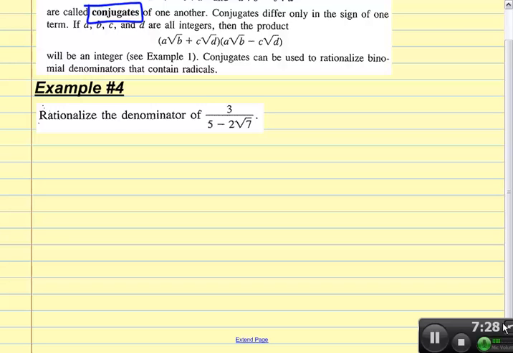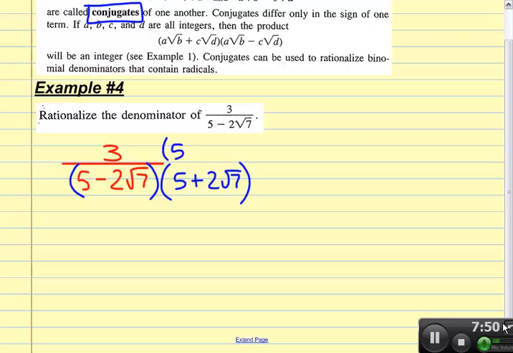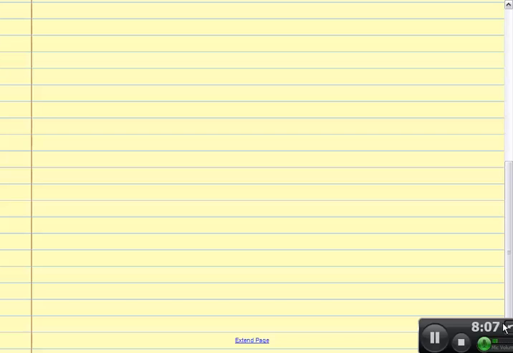Now let me write this a little bit bigger. They've given me this fraction, 3 over 5 minus 2 root 7. Now, because it's a binomial and it has a radical, here's what I want to do. Think of this as a quantity. I'm going to multiply it by 5 plus 2 root 7 on top and bottom. The reason I'm doing that is it's going to give me the difference of two squares. It's going to square this, and square that, and get rid of the radical in the denominator altogether. Now, let's see what happens.